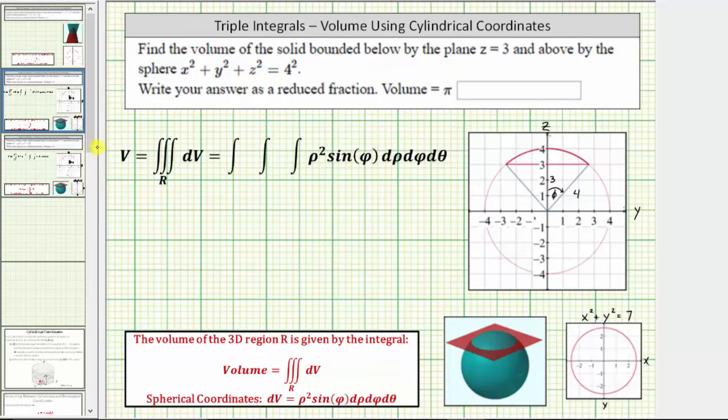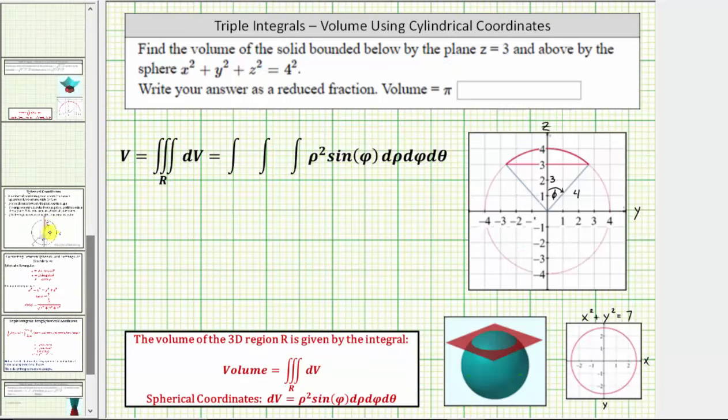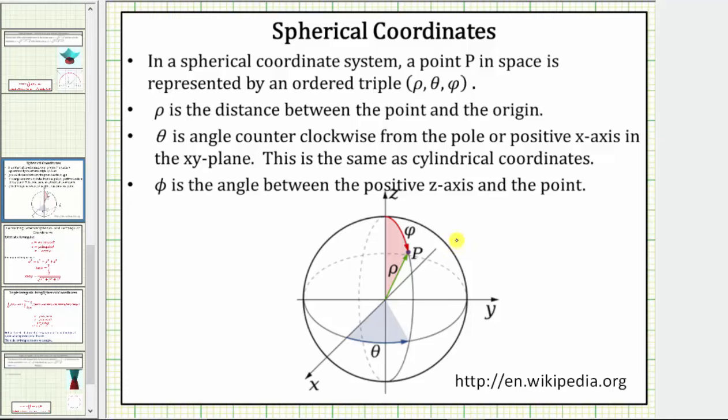Before we do this though, let's review spherical coordinates. In spherical coordinates, rho is the distance between the point and the origin. Theta is the angle counterclockwise from the pole or positive x-axis in the xy plane, and phi is the angle between the positive z-axis and the point.